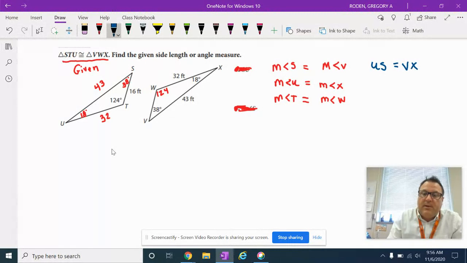And I'm not going to put a line over it because no line means measure. If I put a line over it, that means segments. Segments are not equal to each other. Segments can be congruent to each other, but they're not equal to each other. We're talking measures here in this case.